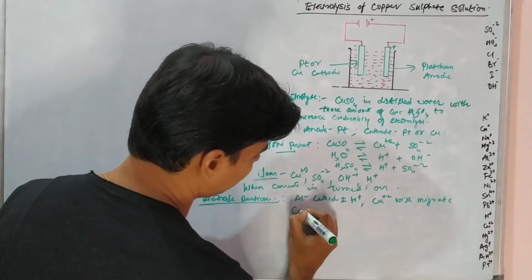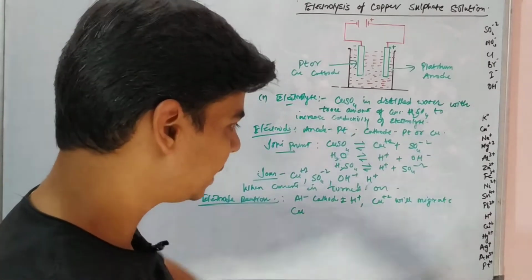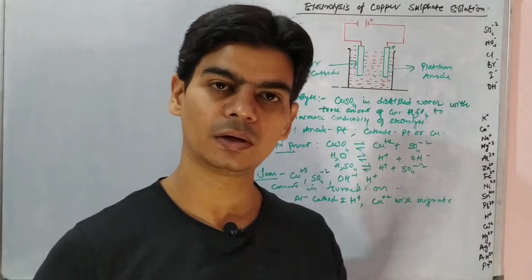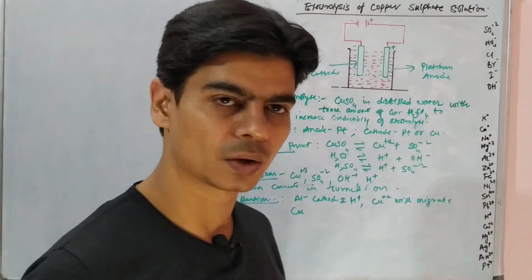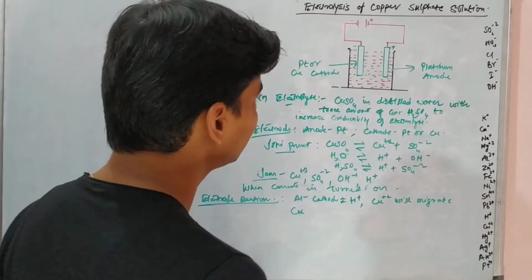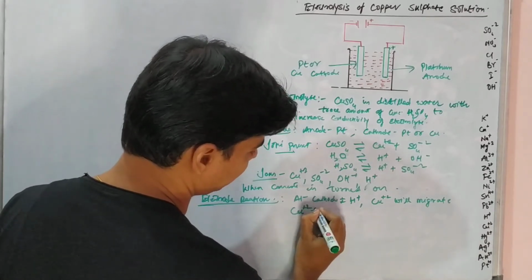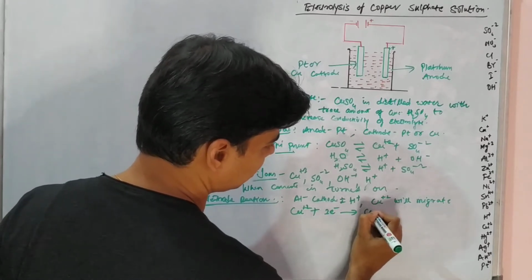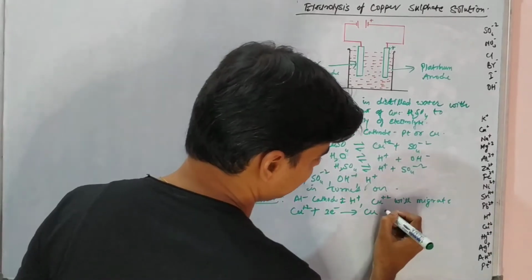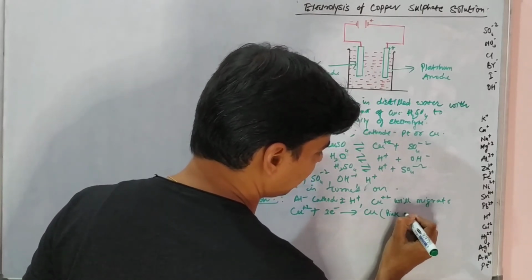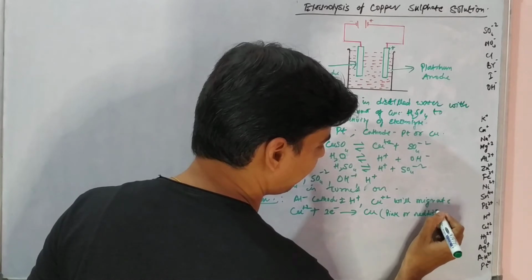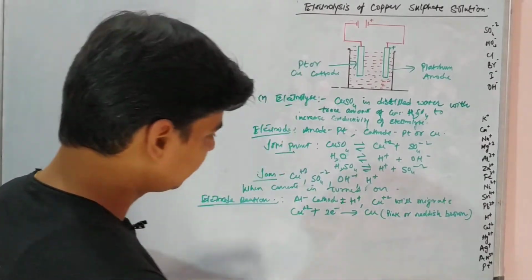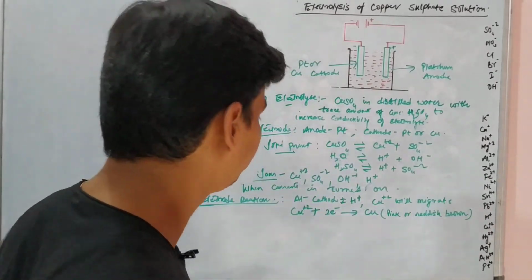So copper will migrate to the cathode and undergo a reduction reaction. It will gain 2 electrons and form neutral copper atoms, which is a pink or reddish brown copper metal that will get deposited on the cathode here. So copper ions will discharge at the cathode, gaining 2 electrons to form copper metal. And this is pink or reddish brown metal. Remember the color. This is the reaction that would occur at the cathode.